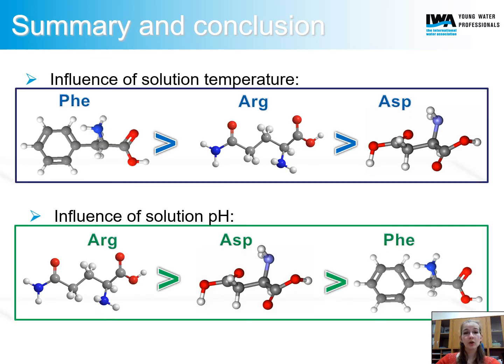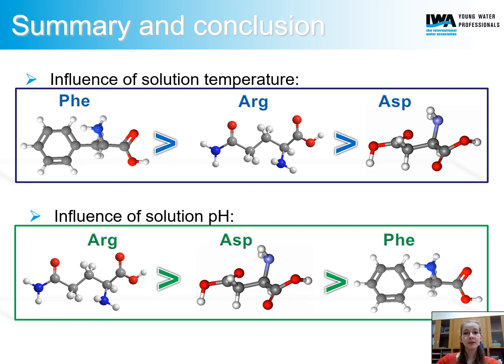The overall greatest adsorption efficiency was achieved for phenylalanine. The effect of solution temperature was most seen in that case, followed by arginine, and finally aspartic acid. Different results were seen in the effect of pH. Arginine was mostly affected by pH, followed by aspartic acid, and finally phenylalanine.